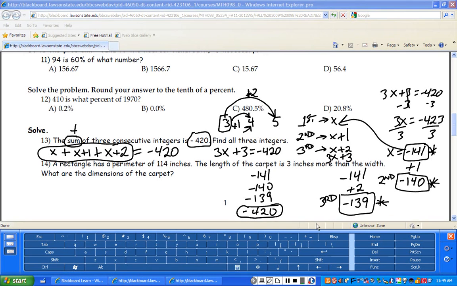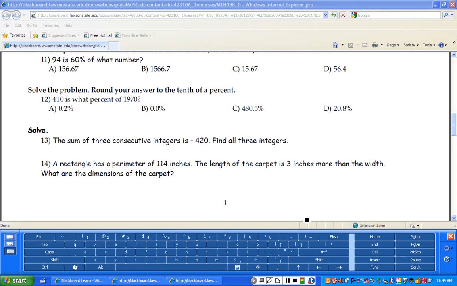Okay, and now the last problem. A rectangle has a perimeter of 114 inches. The length of the carpet is 3 inches more than the width. What are the dimensions of the carpet? Okay, talk about a rectangle. Alright, so perimeter of 114 inches.